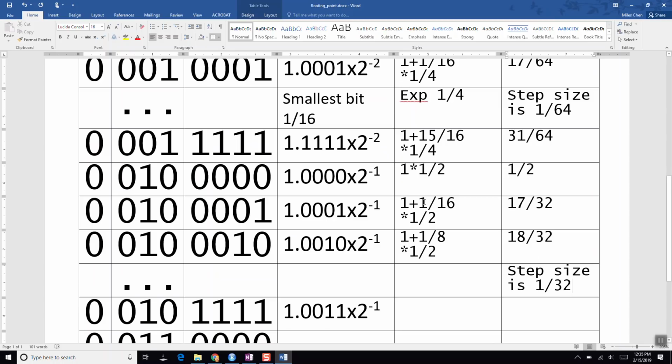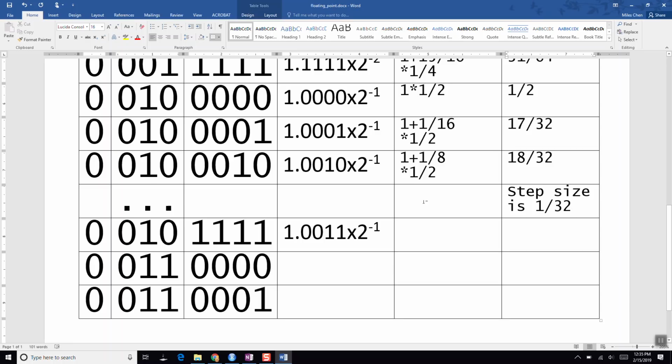When I started at 0 and went all the way up to 1/2, my increment was 1/64. But now that I'm dealing with numbers bigger than a half, I can't keep track of these 64ths anymore. I can only track up to 30 seconds. So I get up to here, and this is 1 and 15/16 times 1/2, and what is this? This is 31/32.